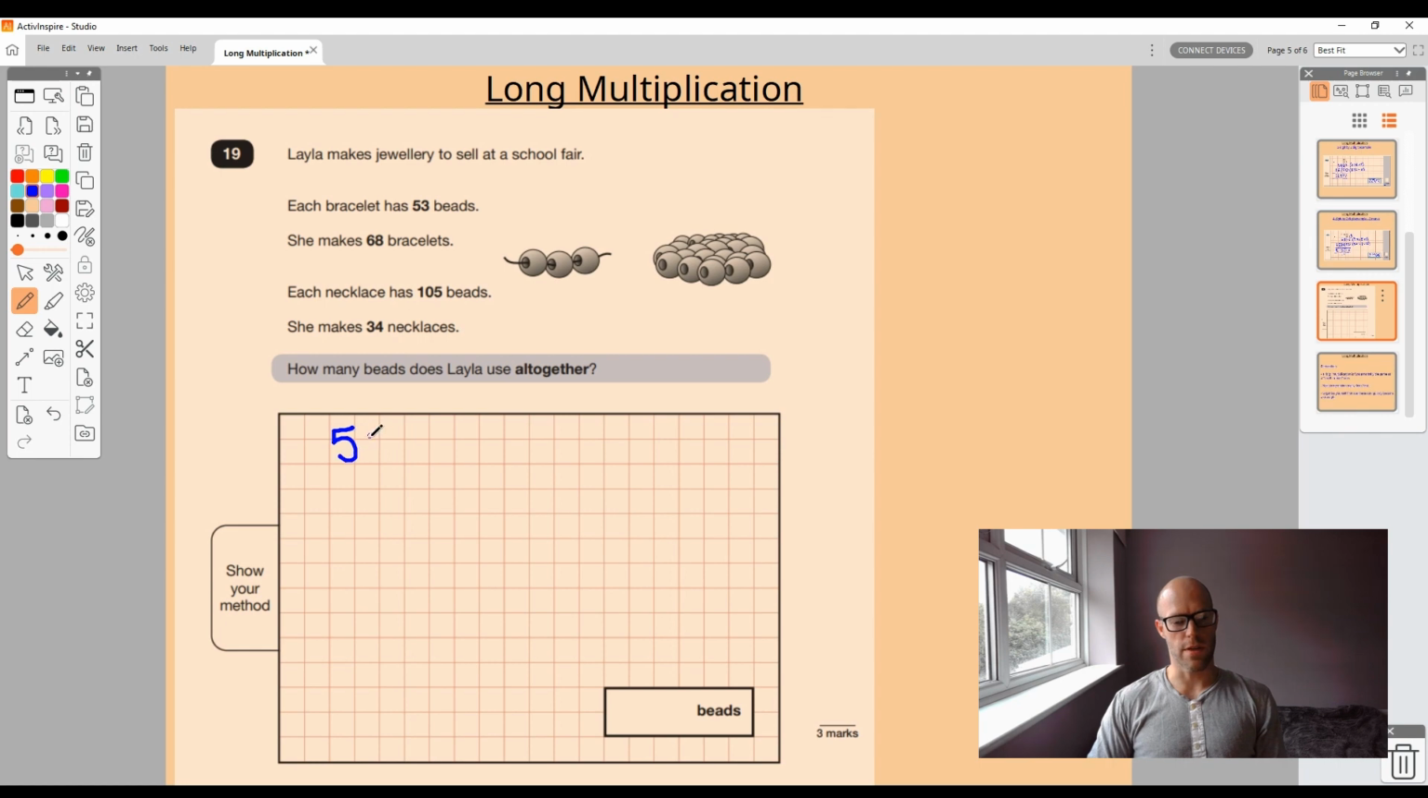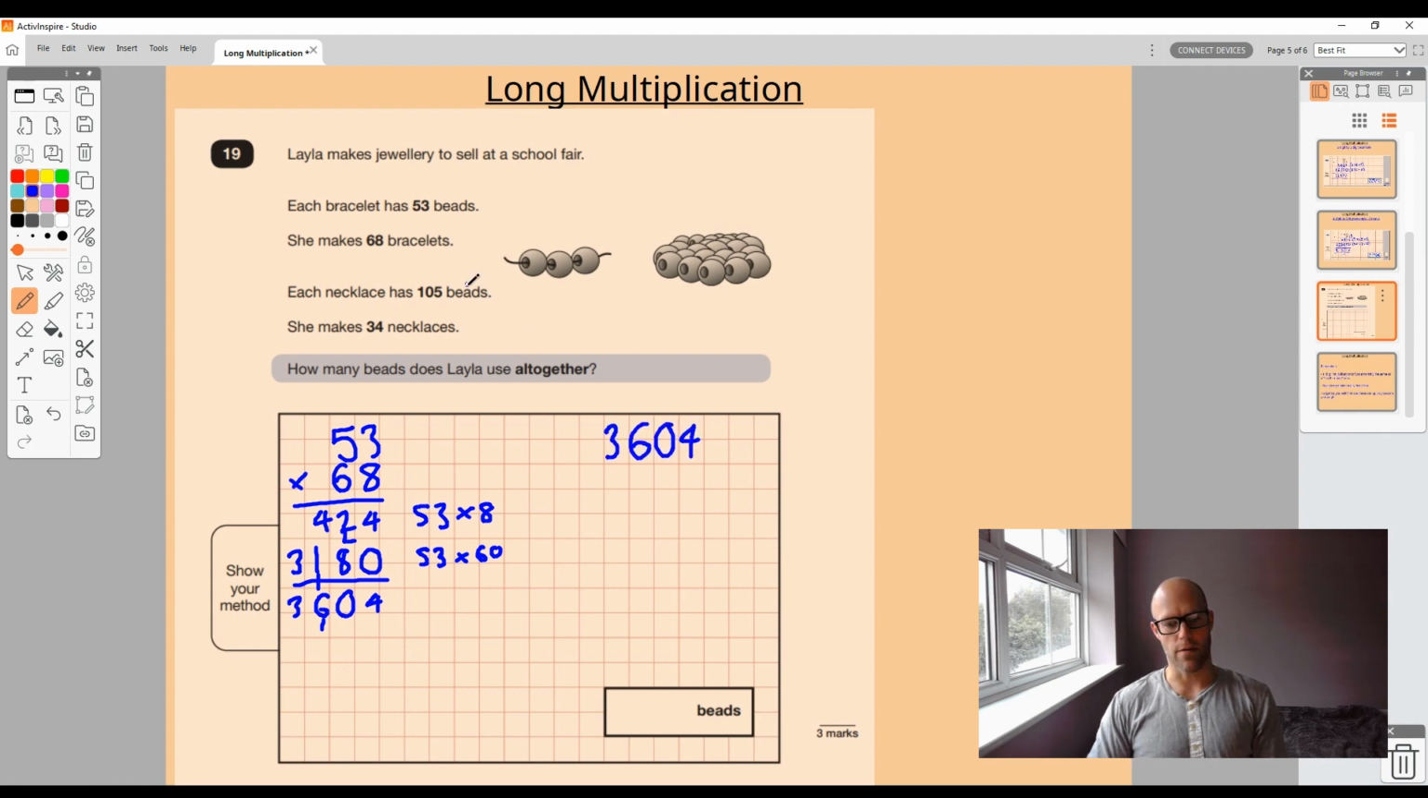So we've got a couple of multiplications here. 53 times by 68. And I'm going to put down the side 53 times by 8. 53 times by 60. 8 times 3, 24. 8 times 5 is 40. Add the 2 is 42. Now we're doing everything by 60, so I'm going to put my 0 in there. 6 times 3 is 18. And 6 times 5 is 30. Add the 1 is 31. Add these up. 4. A 10 there to add 8. 4 add 1 is 5. 6 and 3. So we've got 3604. I'm going to put that up there for my final calculation because I've done the bracelets.